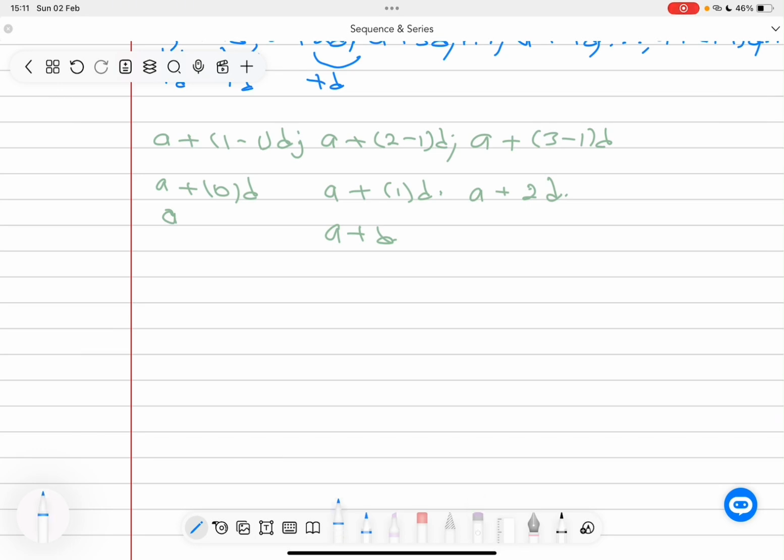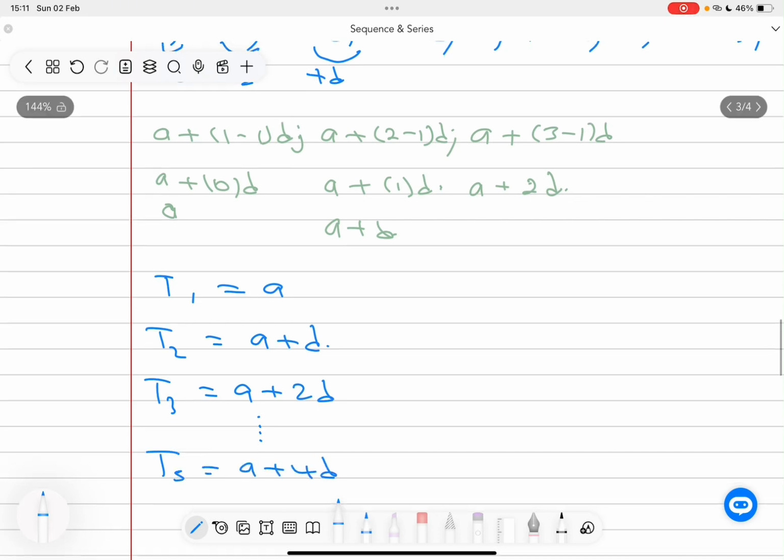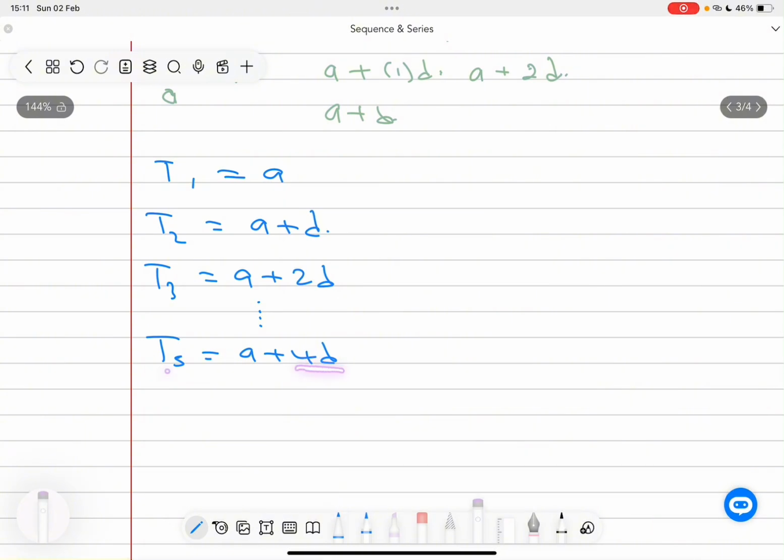I'm saying here that term 1 of an arithmetic sequence is defined by A. Term 2 would be A plus D, because we need to have 1 less the number of terms there on a D. Term 3 is going to be A plus 2D. And this can continue like that until maybe we get to some term 5, the fifth term, which is going to be A plus 4D. Because always here we have 1 less than the number of terms. We're subtracting 1 from the 5, we get a 4D.